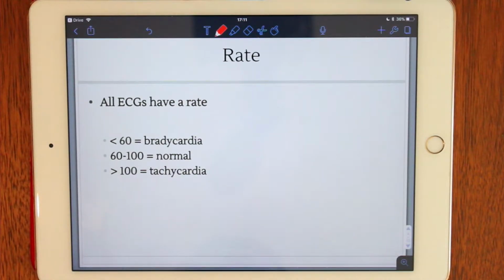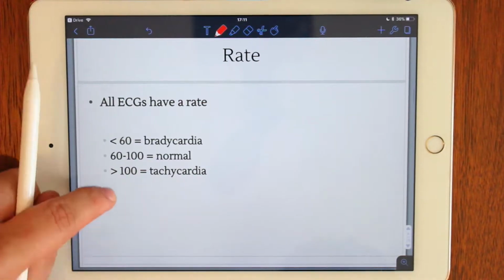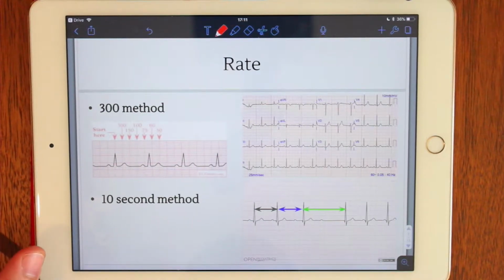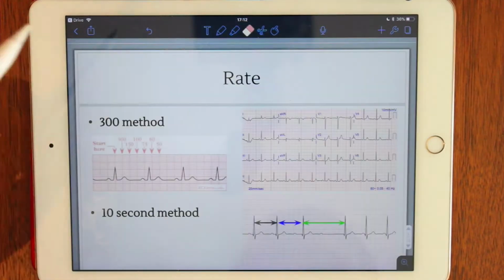Starting with rate, all ECGs have a rate and can be characterized as bradycardia, tachycardia, or normal. Bradycardia being below 60, tachycardia being above 100, and normal being between those two. For rate, we have 2 main methods that we use. The 300 method is a quicker way that you can use, but you have to make sure that the rhythm is regular. And we'll get to that in a little bit.